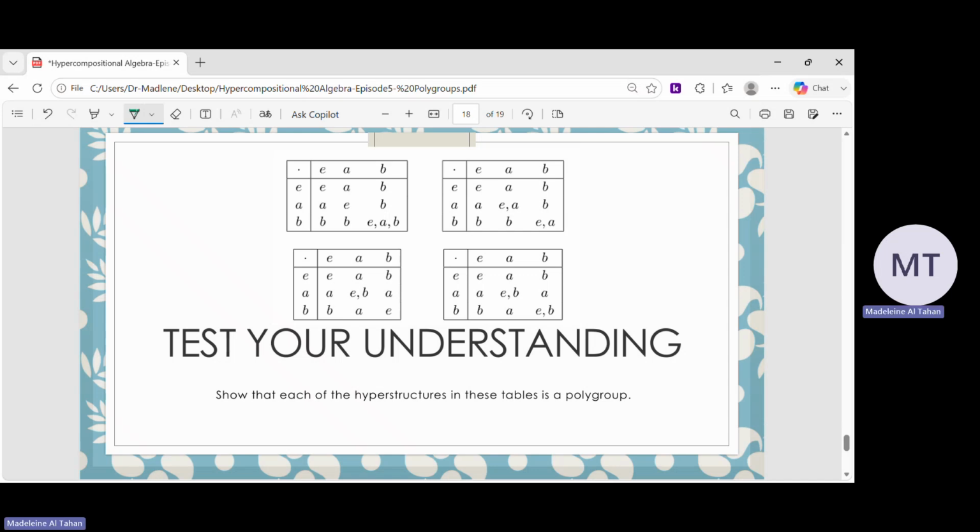Here we have some polygroups of 3 elements. I invite you to pause the video, think about this one, whether it's a subpolygroup or not, whether it's a polygroup or not, try to find some subpolygroups of it, find the inverse of each element, the identity in each of them as well.